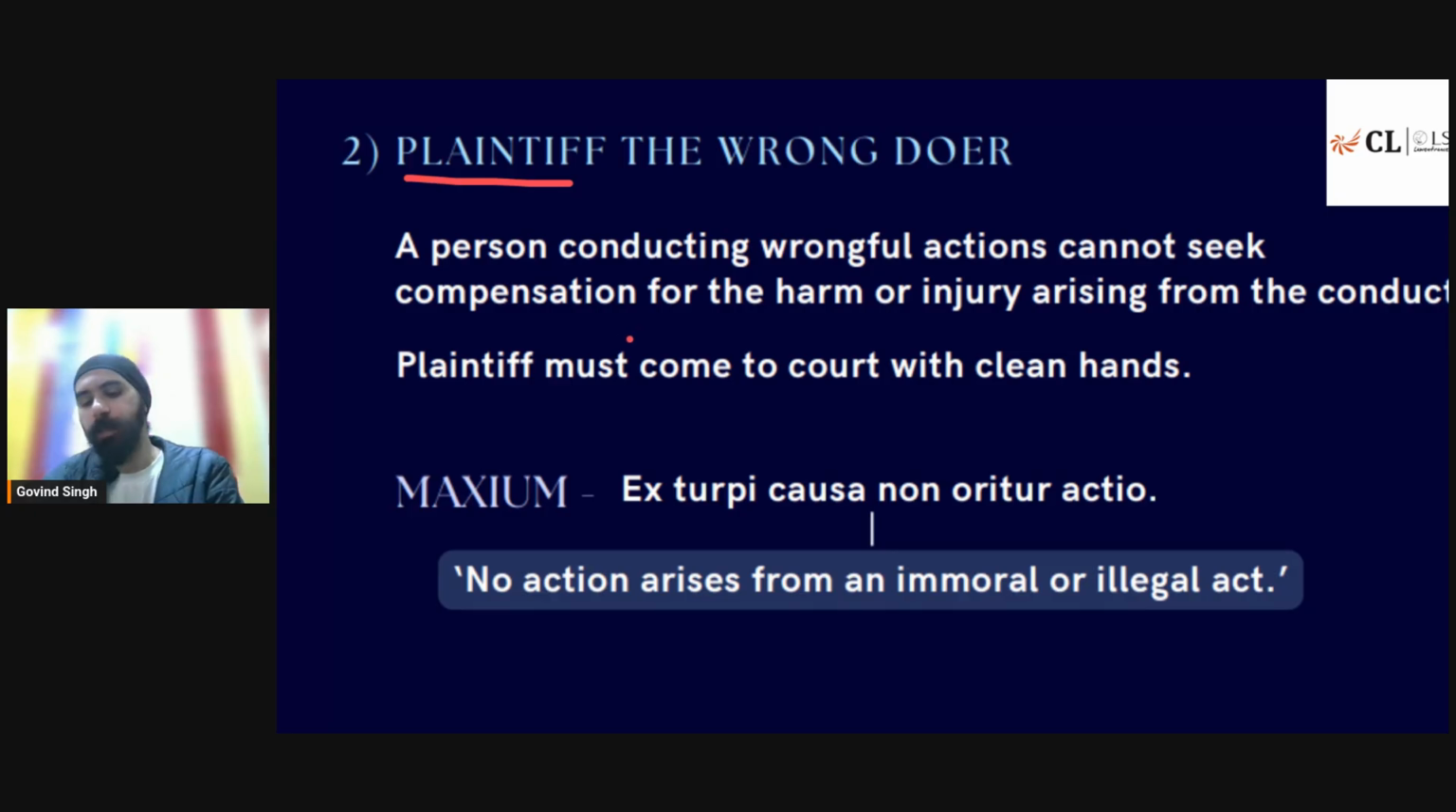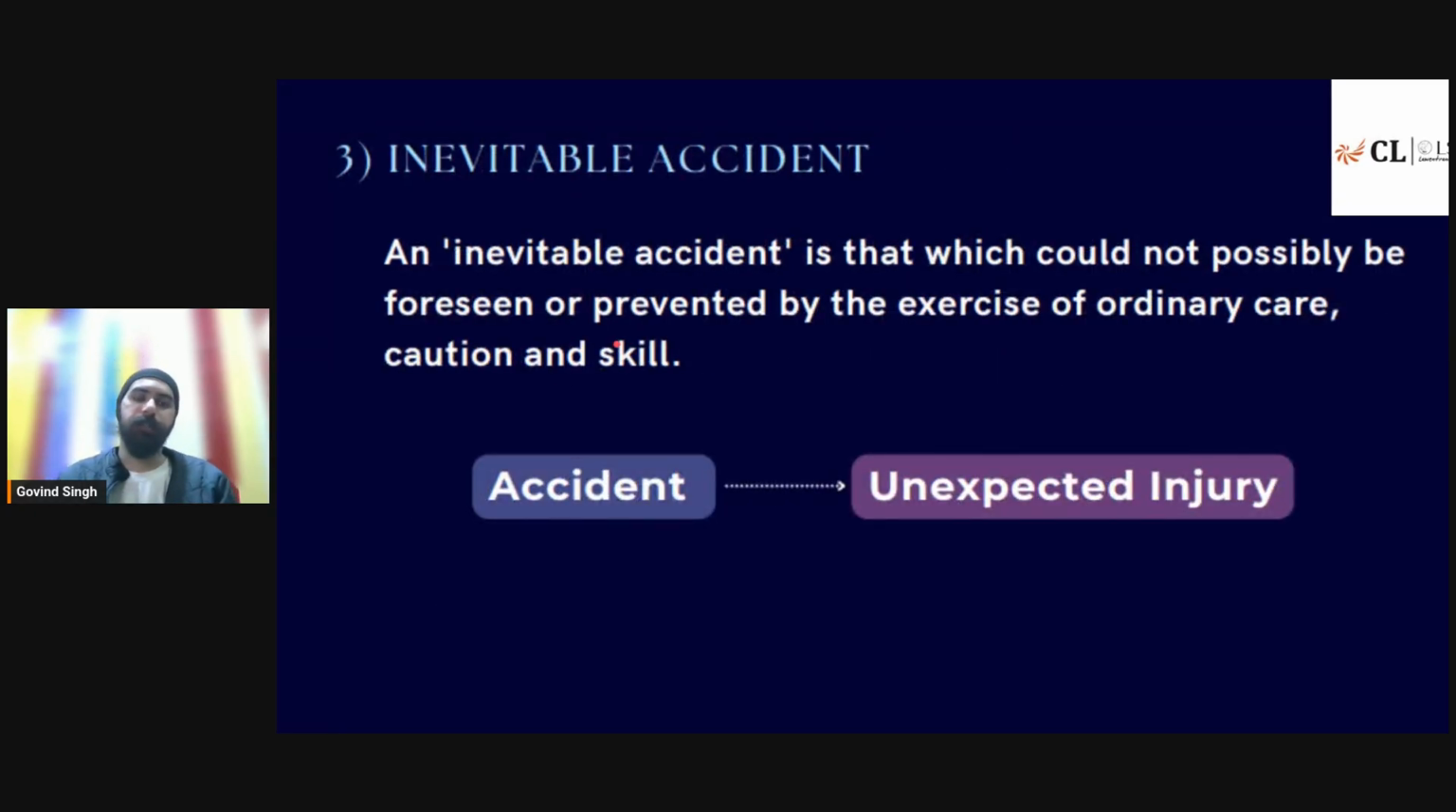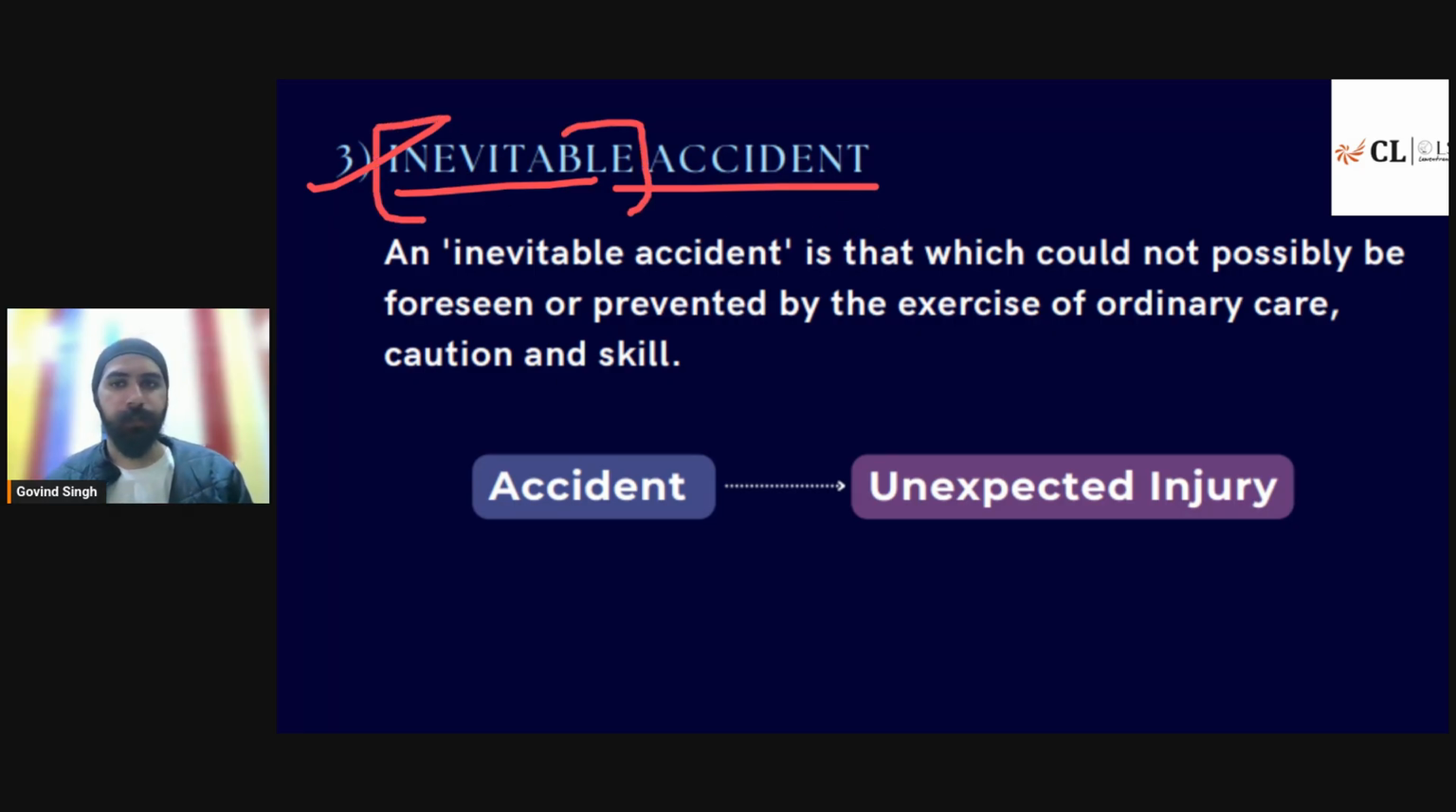Simple? Okay. Let's move to the next one, which is the third defense, which is inevitable accident. Now, what do we understand by inevitable accident? Inevitable is something which cannot be prevented, which cannot be foreseen, which cannot be calculated beforehand, which you cannot prevent even with ordinary care or caution or skill.